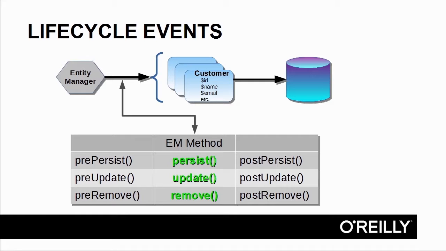As the various operations occur, Doctrine will internally trigger events, which you can tap into. This allows you to define what are called listeners or subscribers, which can implement the various methods including pre-persist, pre-update, pre-remove, which occur before these major operations, or post-persist, update, or remove, which occur after these respective operations.